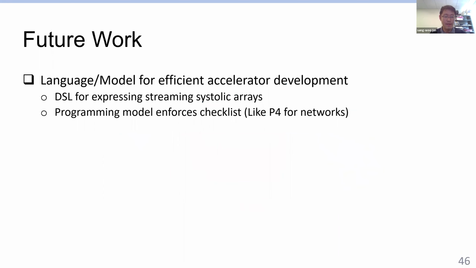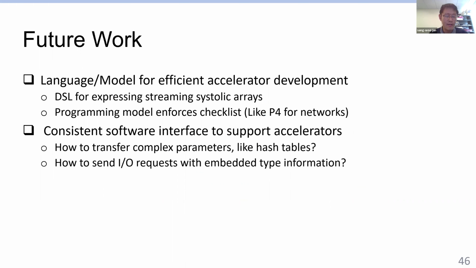So a closer look at what we want to do would include things like languages and models for efficient accelerator development. We could be looking at domain-specific languages for expressing streaming systolic arrays. Hopefully, the programming model for the thing that we want to build will enforce the checklist which I was talking about. Hopefully, it can be something like what P4 does for networks. And we are also trying to explore consistent software interfaces to support accelerators. For example, how do we transfer complex parameters and inputs like hash tables into the near storage accelerators? How do we send I/O requests with embedded type information, for example?